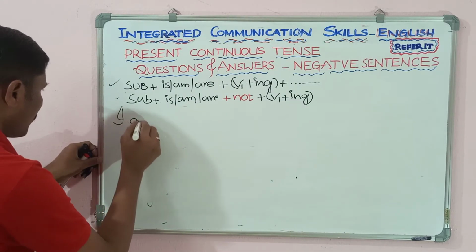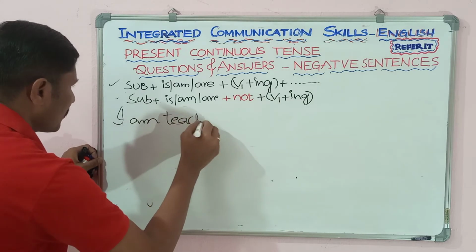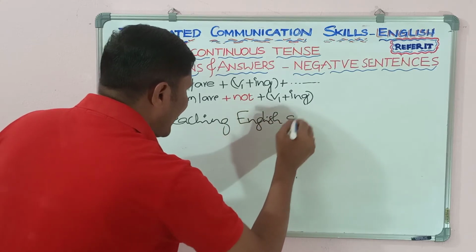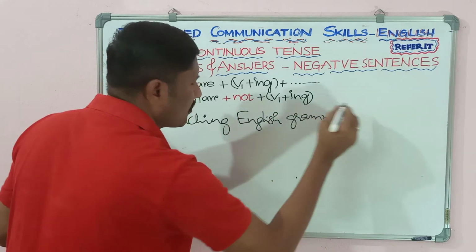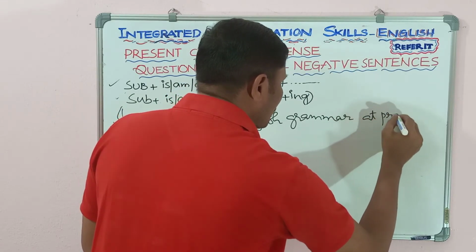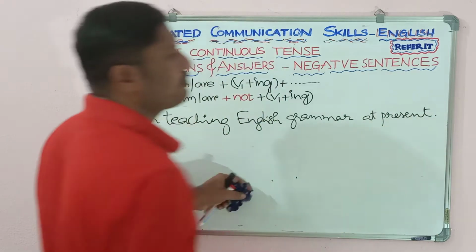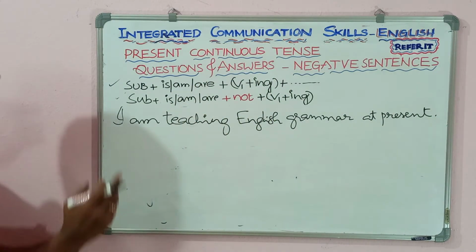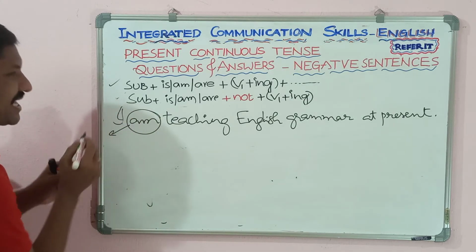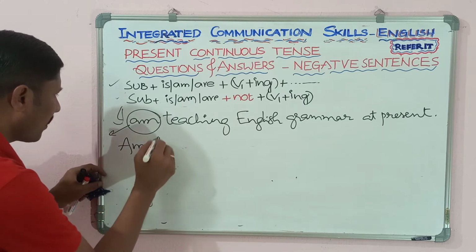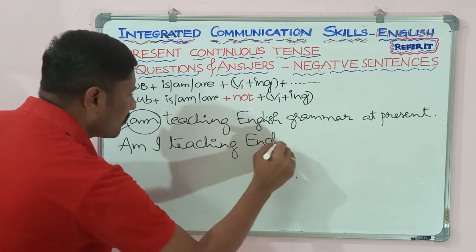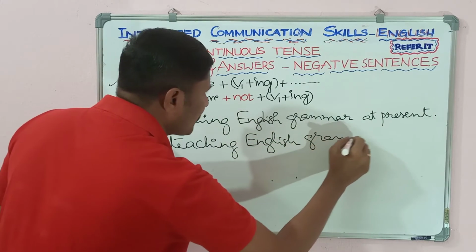I am teaching English grammar. I am teaching English grammar at present. Then how can we write question for this? Am is the helping verb. Come on, bring it to the beginning of the sentence. Am I teaching English grammar? Am I teaching English grammar at present?